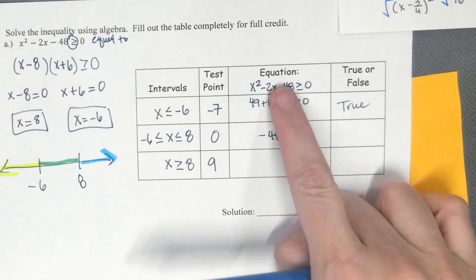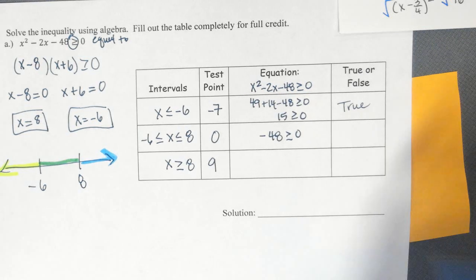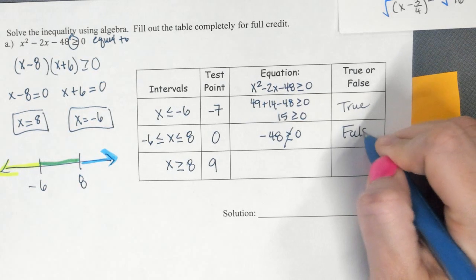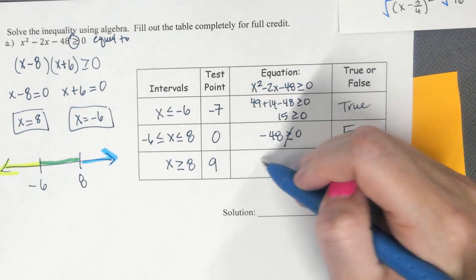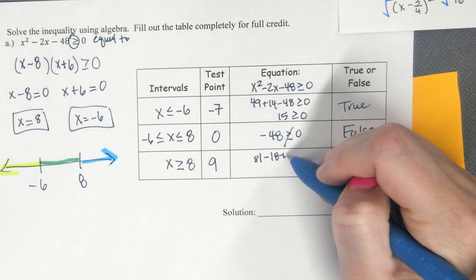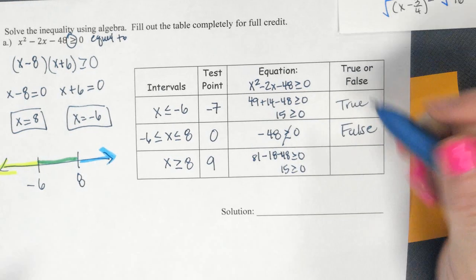Okay, when you plug in 0, you'll get -48 is greater than or equal to 0. Be careful. Don't just say 0. It's not 0. You have 0 minus 48. Is -48 greater than or equal to 0? Nope. So it's false. And then for this one, when you plug in 9, 81 minus 18 minus 48, I believe you got 15 again, and that was true.